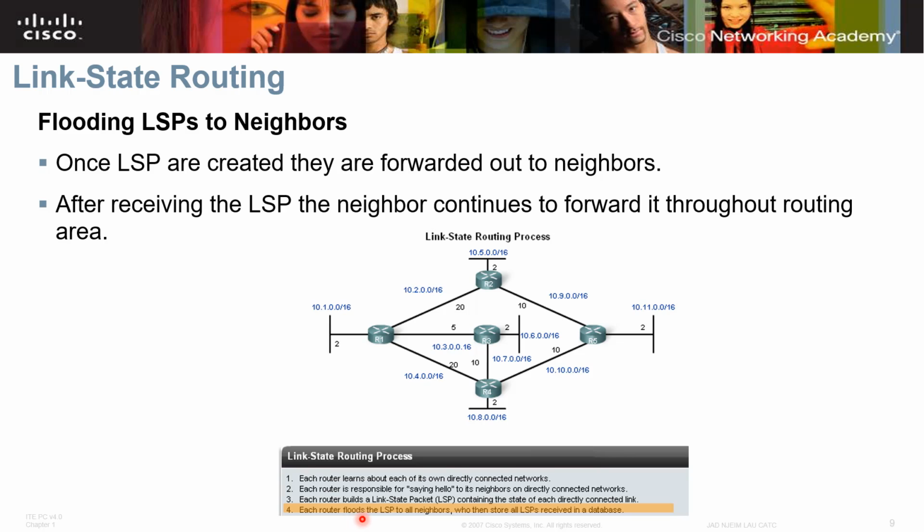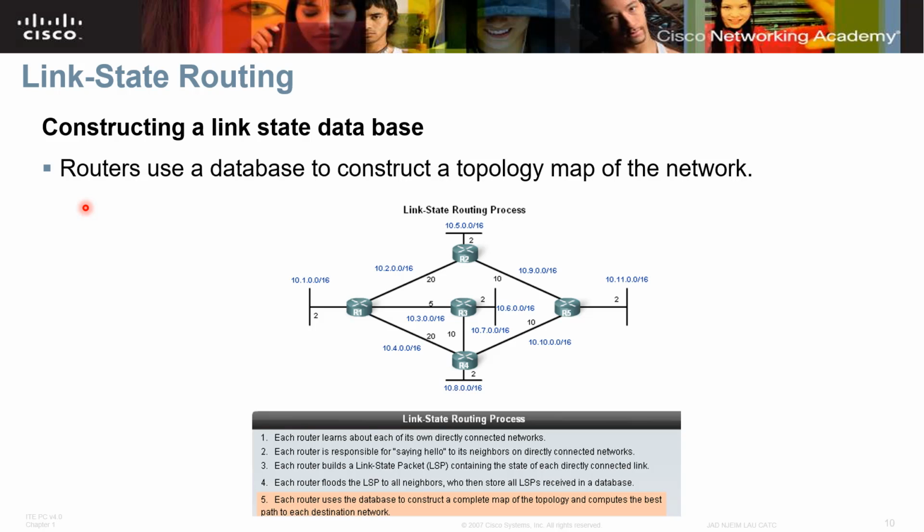Each router floods the local state packets to all neighbors, who then store all link state received in a database. Each router, once I receive these updates, I will store these updates in a database. We name it link state database. Okay.